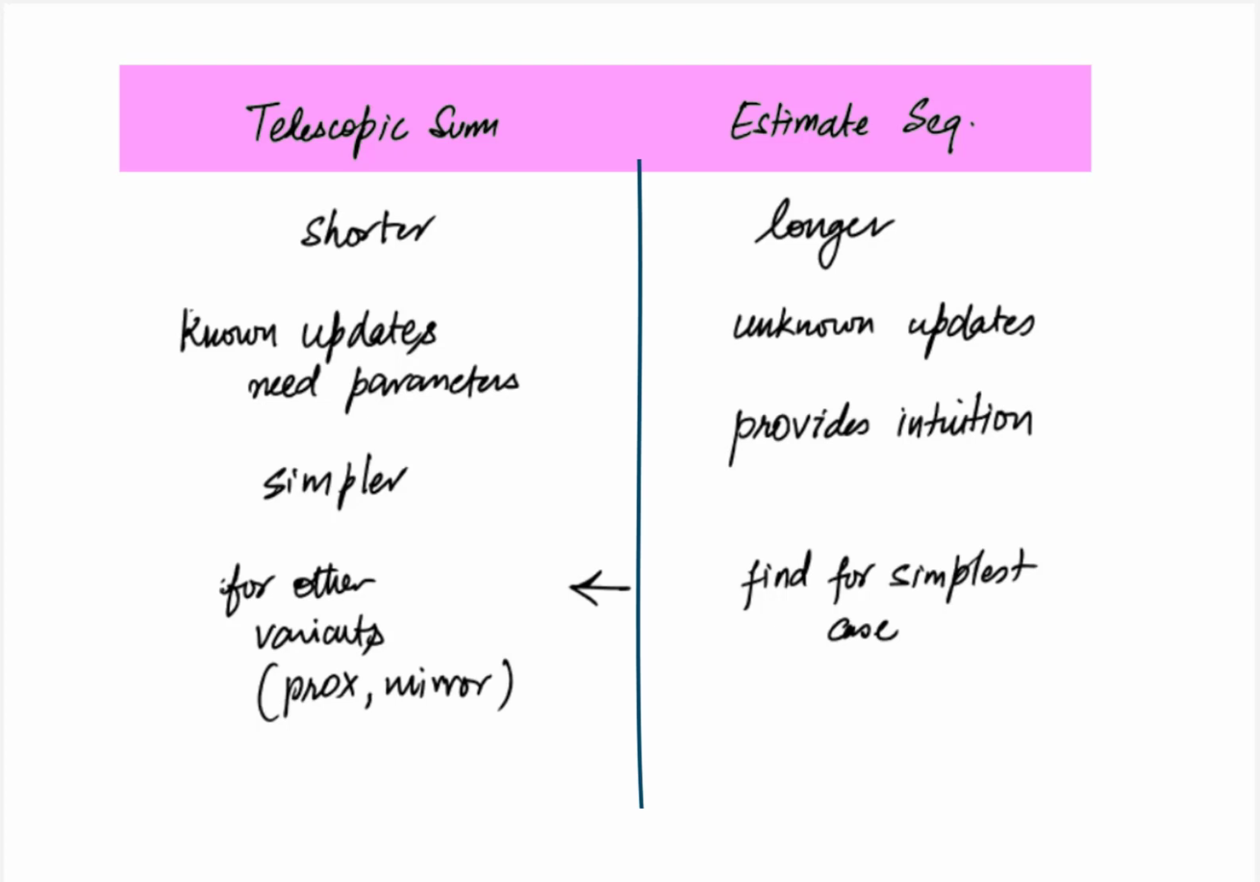So that is all for this video. We are done with looking at various proofs for the accelerated gradient method. In the next video, we will look at the idea of smoothing and how it helps in speeding up the convergence for non-smooth problems.